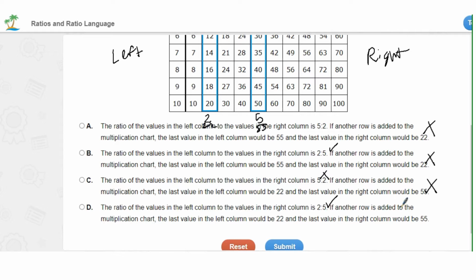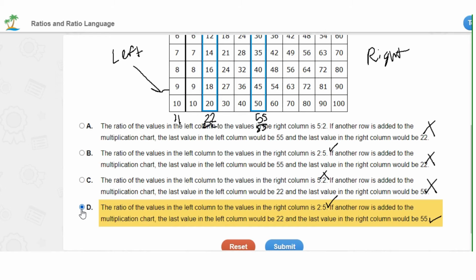If another row is added to the multiplication chart, the last value on the left, that's over here, will be 22. That is true. Because if we put 11 here, 11 times 2 is 22. And the last value on the right column will be 55. Well, 11 times 5 is 55. And left is with the 2's and the right is with the 5's, so I'm going to pick this one because I have two true statements.